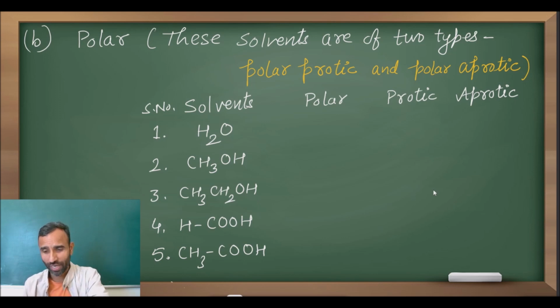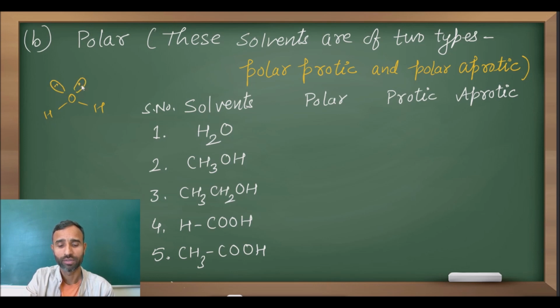So I have written it in question-answer format. First is water. In water there are two bond pairs and two lone pairs. That's why water is a polar solvent. Now, is it protic or aprotic? Obviously, water can give H plus ion. That's why it is a protic solvent.